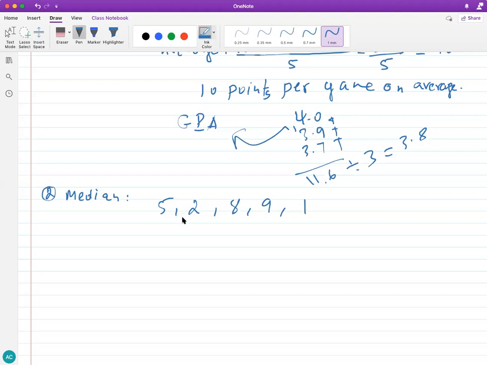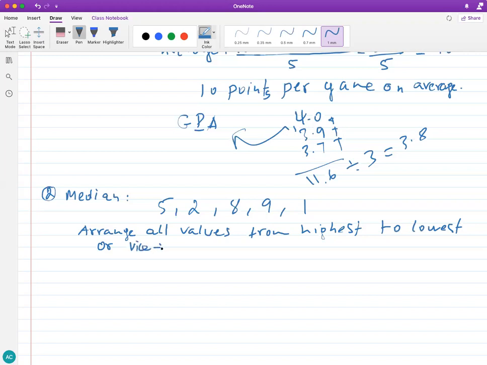Well, that's pretty close, but before you find the middle value, you might think this is the middle value because we have two values on each side. It's not actually that value yet. We have to first arrange these values, either from highest to lowest, or vice versa. It doesn't matter actually. Vice versa, meaning the other way around, okay?